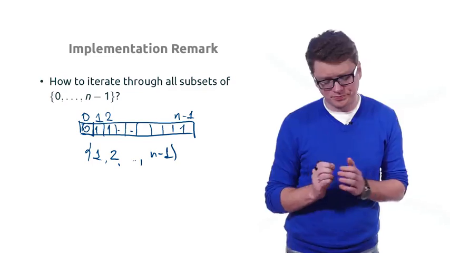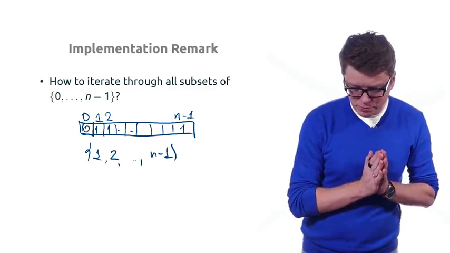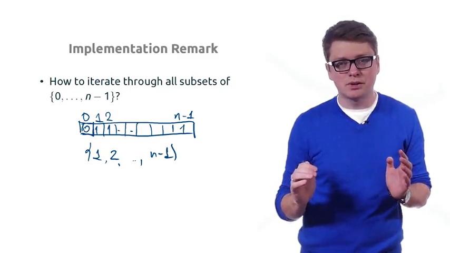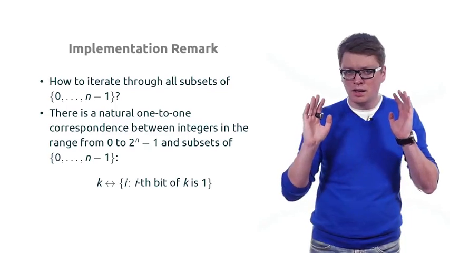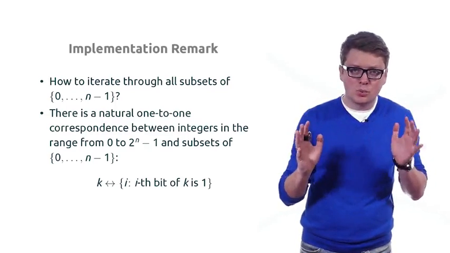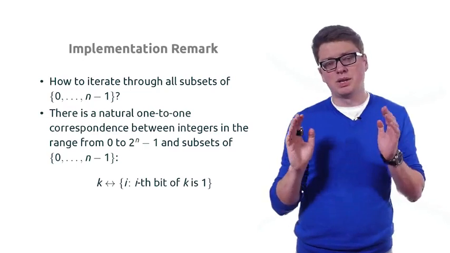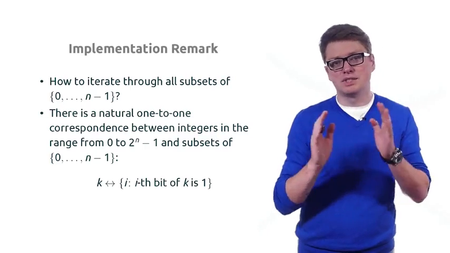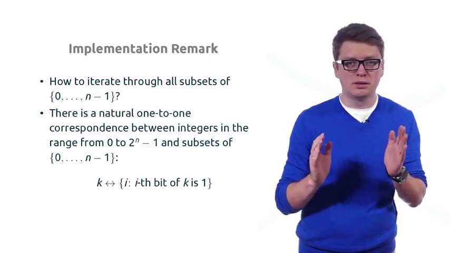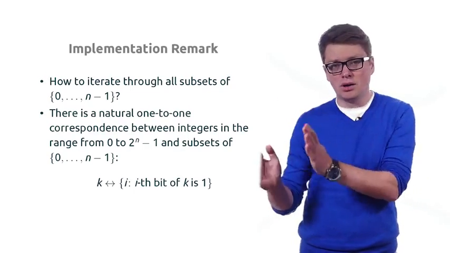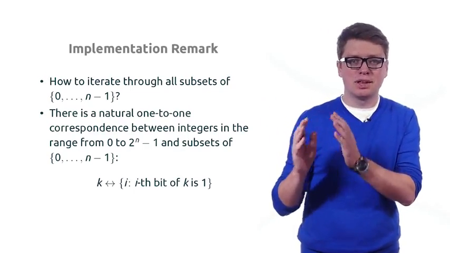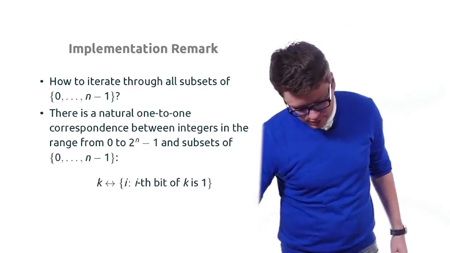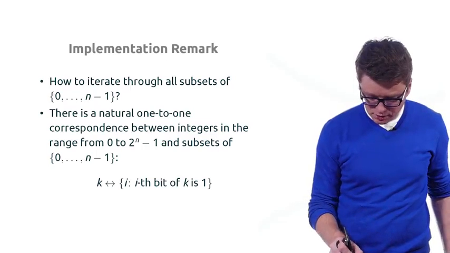On the other hand, such a binary representation can be considered as a binary representation of some integer. So there is actually a one-to-one correspondence between all subsets of the set consisting of elements 0, 1, 2, and so on, up to n minus 1, and all binary representations of numbers from 0 to 2 to the n minus 1. Namely, to get this correspondence, we can do the following.